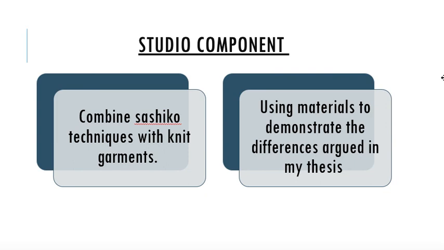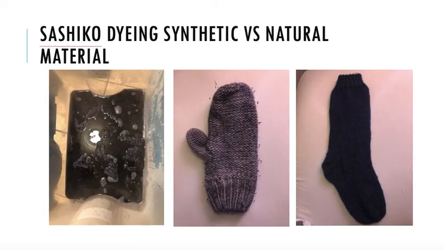So the studio component for my project will combine sashiko techniques with knit garments, and I will use materials to demonstrate the differences that I argued in my thesis. So this is a picture of the dye that I use plus a side-by-side between synthetic and natural material. In the synthetic material, I used that in the mitten, and you can see that it didn't take to the dye as well because it's a lower quality material.